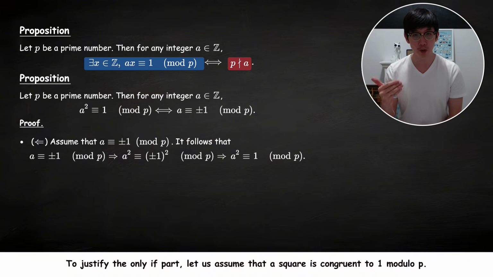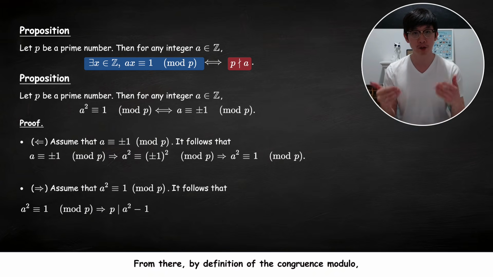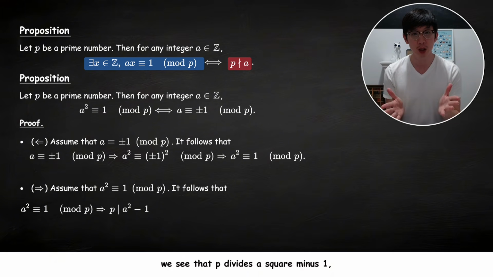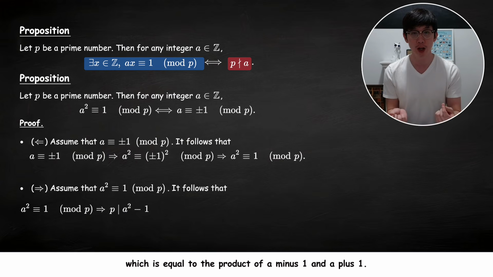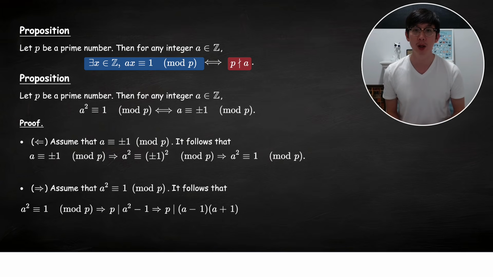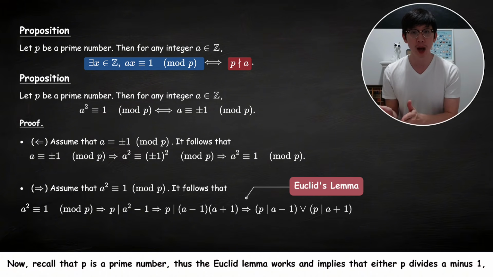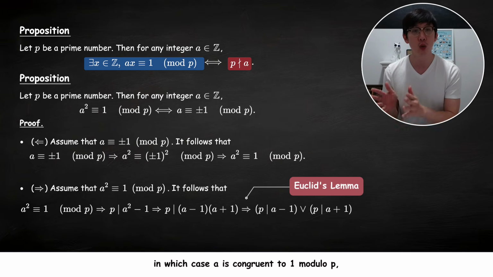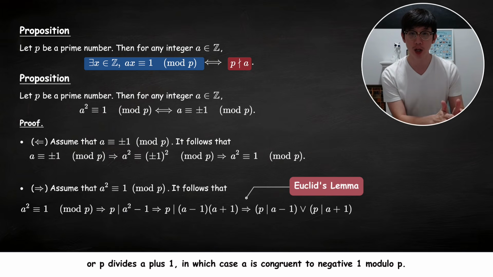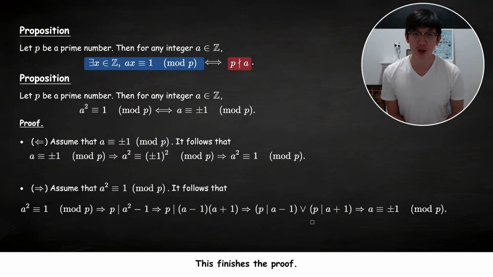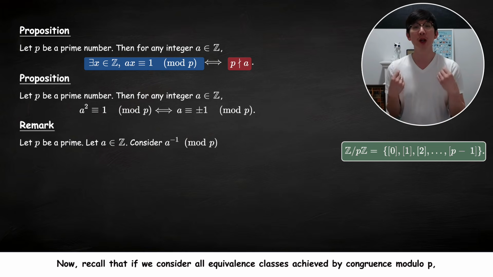To justify the only if part, let us assume that a squared is congruent to 1 modulo p. From there, by definition of the congruence modulo, we see that p divides a squared minus 1, which is equal to the product of a minus 1 and a plus 1. Now, recall that p is a prime number, thus the Euclid lemma works and implies that either p divides a minus 1, in which case a is congruent to 1 modulo p, or p divides a plus 1, in which case a is congruent to -1 modulo p. This finishes the proof.